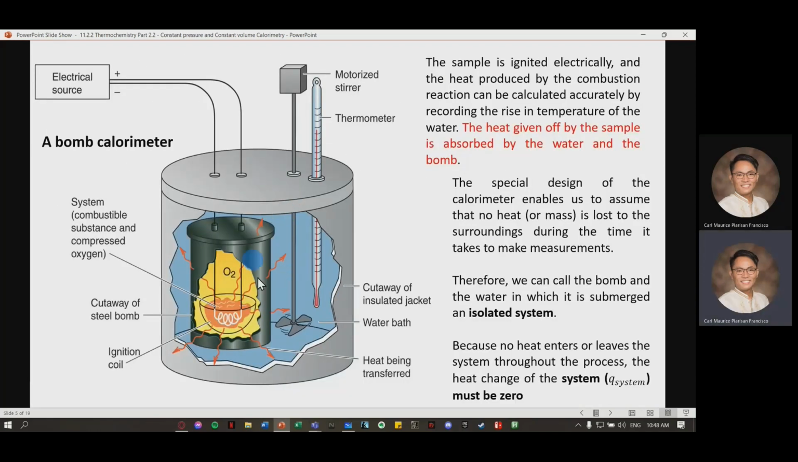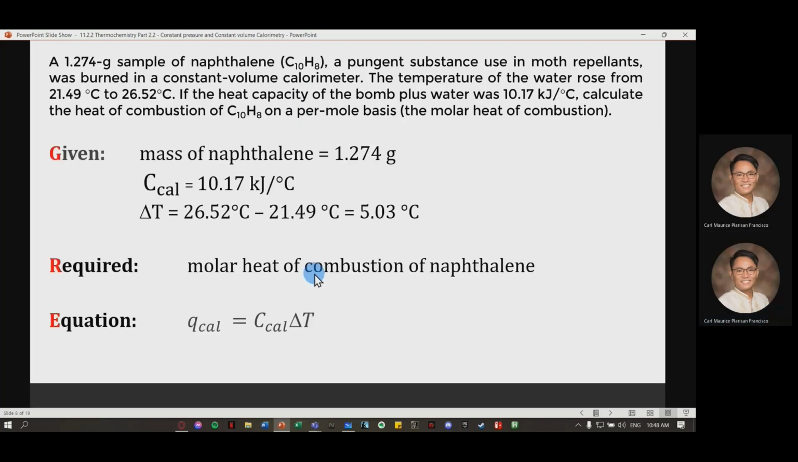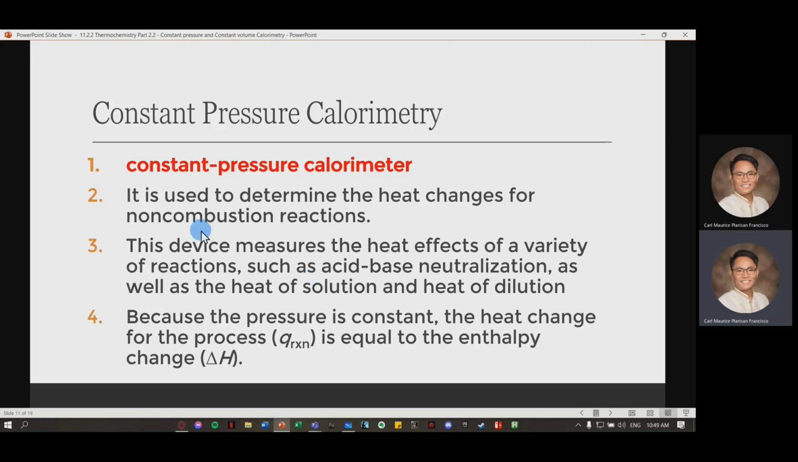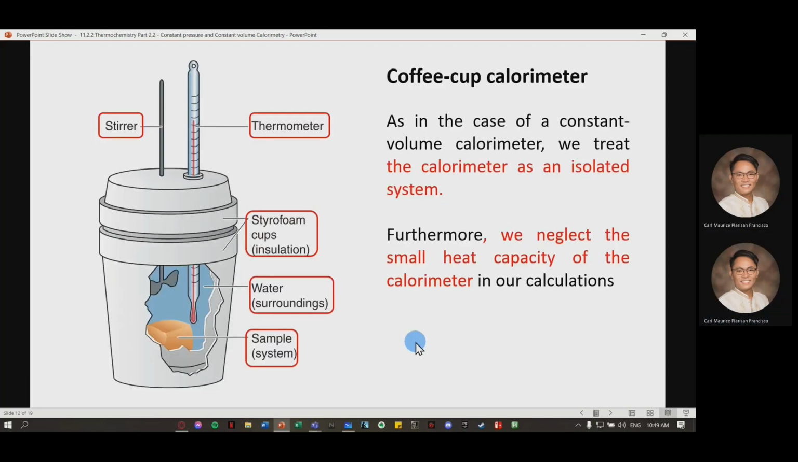Ayun, ito yung image ng constant volume. So pang combustion lang yan na equation. So pag sinabi ng tanong na non-combustion ito, neutralization, solution, dilution, itong particular na calorimeter equation ang gagamitin mo. Constant pressure. Okay? Because the pressure is constant, the heat change for the process, okay, so that is your heat of reaction, is equal to the enthalpy change. So this is what a coffee cup calorimeter looks like, or a constant pressure calorimeter. I mean, it's very simple.